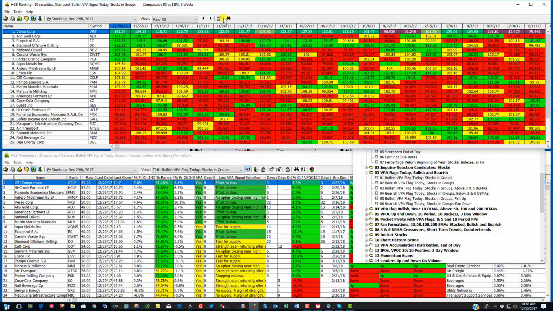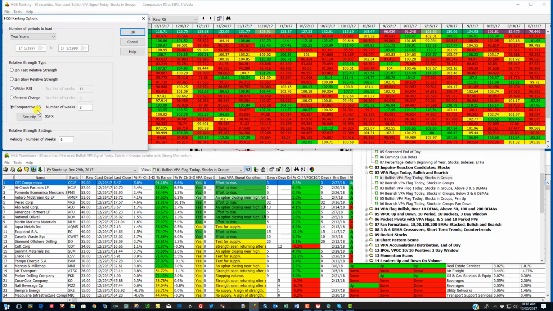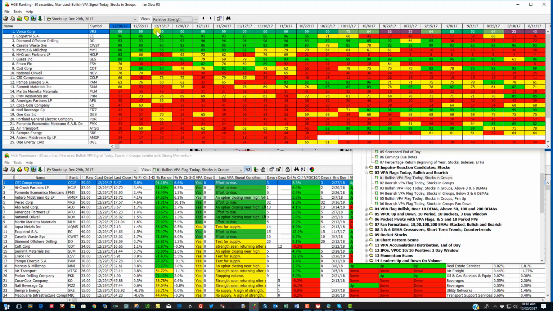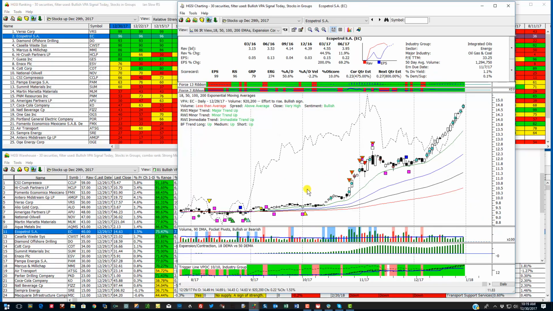Now let's take a very long-term look at this. I'm going to use Ian Slow, which is based upon 6 months. I'm going to change this from raw to relative strength. And look what the top stock is. Same one, VRS. And here is one which I know one of our HGSI users who's in the Skype bulletin board for those who have attended the workshop.